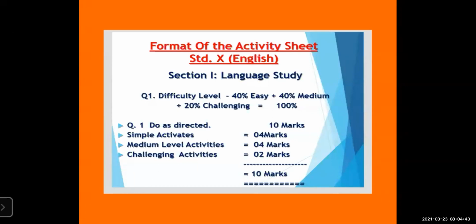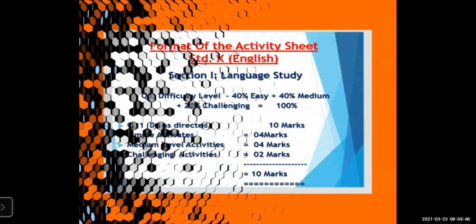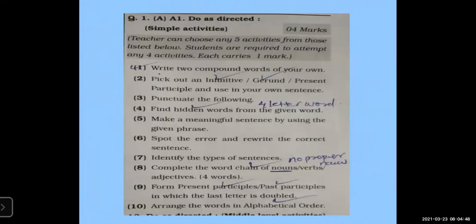Question number 1A we have started, and it is on do as directed. A1 is for 4 marks. As you can see on screen, compound words. Last time we saw how to make compound words. Joining 2 words, 2 compound words are framed. Any 2 compound words you have to write, half mark each, 1 mark for 1 question.